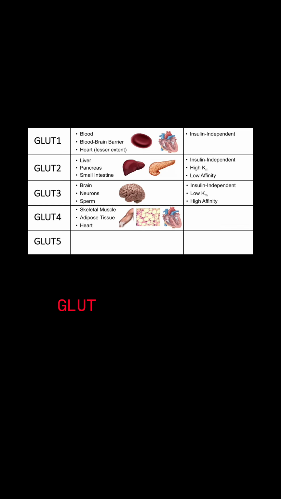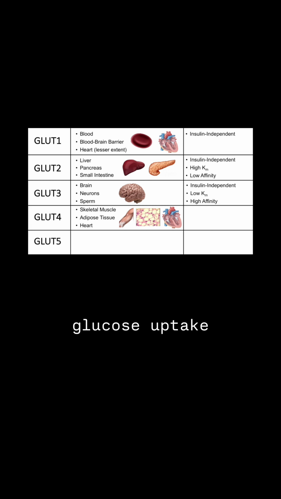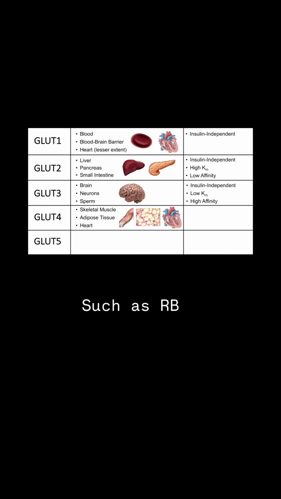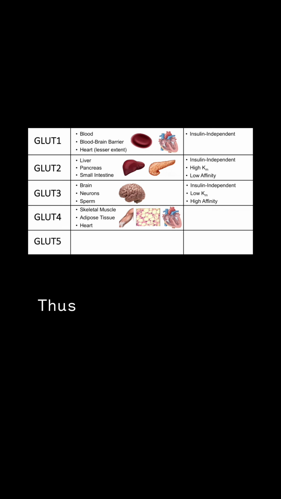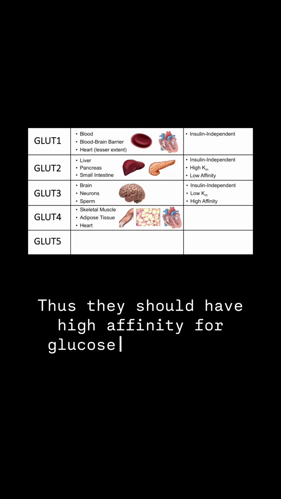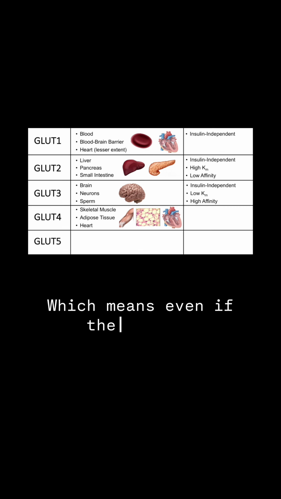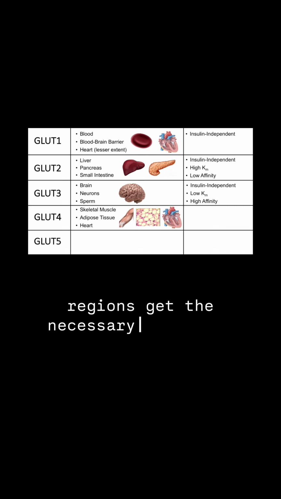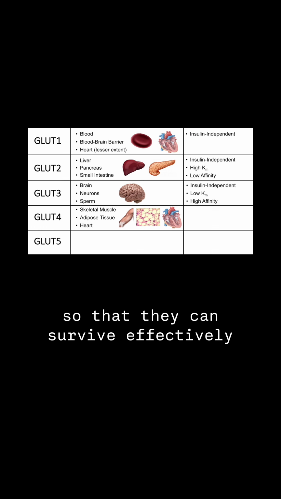Now is the part where we learn it easier and more effectively. GLUT 1 and GLUT 3 are present in regions where basal glucose uptake is very necessary for the survival of the human body, such as RBC, placenta, blood-brain barrier, kidney, and neurons. Thus, they should have high affinity for glucose, which means they have low Km. Which means even if the glucose concentration in the blood is low, these regions get the necessary amount of glucose through these GLUT transporters so that they can survive effectively.